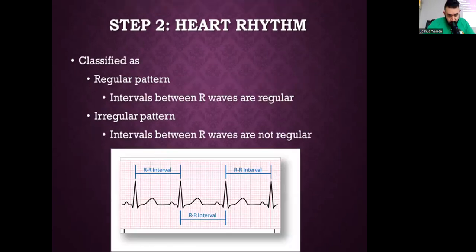So when I am measuring regularity, I'm looking at the R to R interval. Why did I have the calipers earlier? Make it easy. You know what else you can use though? The back of some EKG paper. What do you mean, Josh? Well, let me show you. Who's got a piece of paper? Oh, I do.